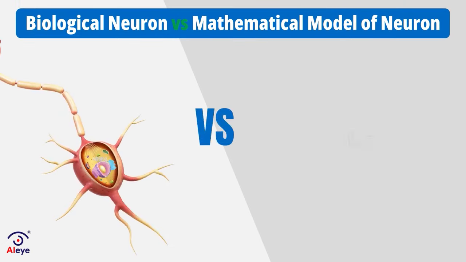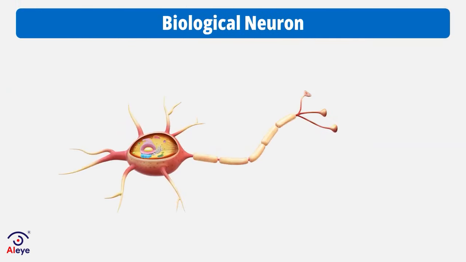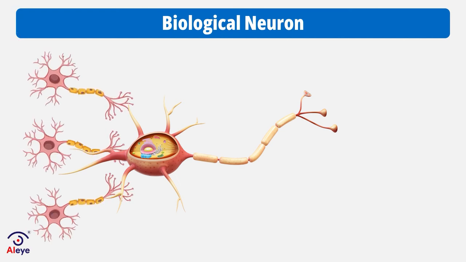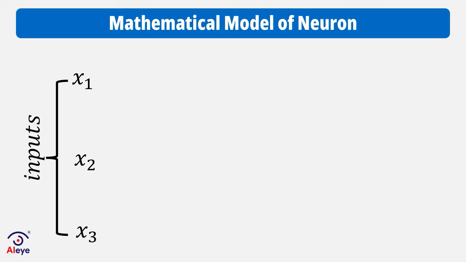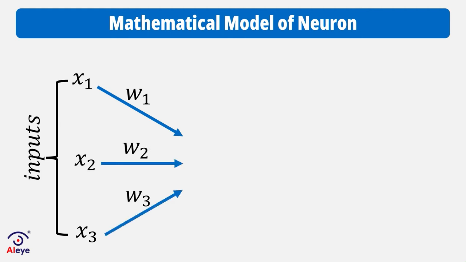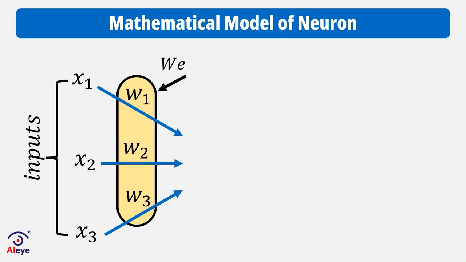Mathematical model of a neuron. Here, we see a biological neuron that receives information or inputs from 3 other neurons. Now, let us take a look at the artificial neuron, or the mathematical model of a neuron. X1, X2, X3 represent the inputs received from the other neurons. These are simply called the inputs. W1, W2, W3 represent the connection strengths between the neuron and the other neurons. These are called the connecting weights.